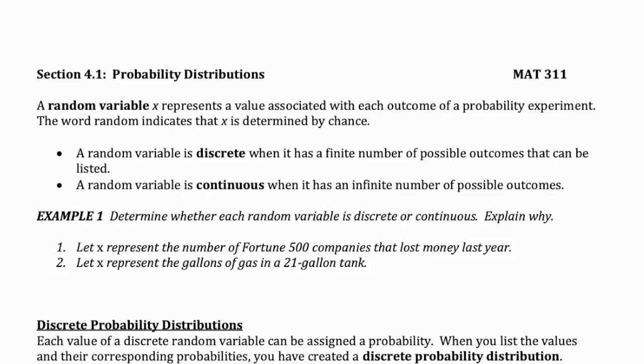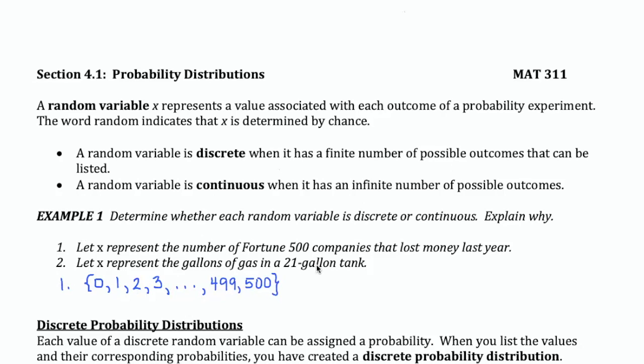So number 1 says let X represent the number of Fortune 500 companies that lost money last year. In case you aren't aware of it, when we say Fortune 500, we really do mean a listing of 500 companies. So if X is going to be the number of companies that lost money last year, think about what values X could take on. So for instance, maybe none of them lost money, or maybe one lost money, or maybe two of them lost money, or three. And since there's 500 companies on the list, I could keep going and list 499 and 500 companies as possible values for X.